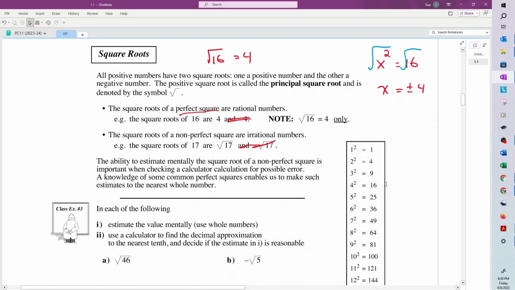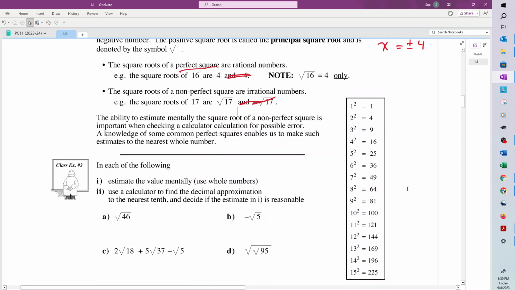This table of numbers you should have memorized. I'll talk about that in class. You should know these ones. These are just numbers that life is easier if you know, just like your times table.